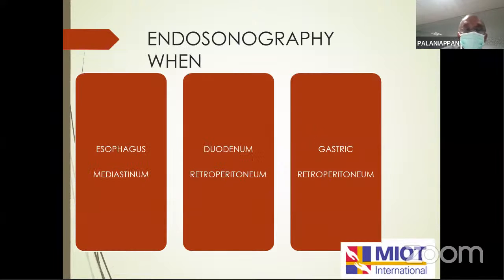So now having seen EUS and ERCP, in the esophagus, we can see the mediastinum, from the duodenum, we can see the retroperitoneum, and from the stomach, we can see the retroperitoneum. And in ERCP, we can deal with bile duct and pancreatic duct issues. The complications are less than 4 to 5%, like pancreatitis, bleeding, or perforation, but in experienced hands, the complications are fewer. Initially when I started, the complications were there, but over the period, now we are able to handle it in a very safe and effective manner.